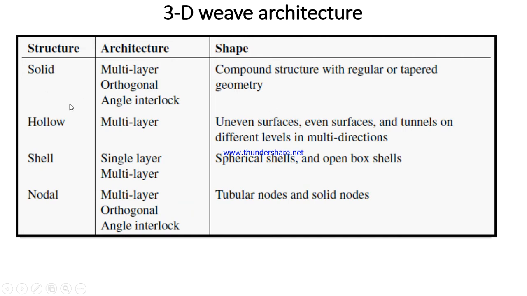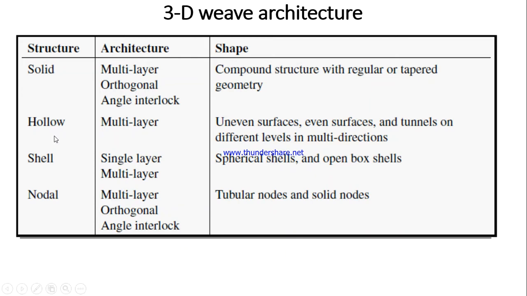The name of the structure is a solid structure. Solid means the fabric body is solid. The examples of the 3D woven fabrics are multi-layer 3D woven fabric, orthogonal 3D woven fabric, and angle interlock 3D woven fabric, and their shape is compound architecture with regular or tapered geometry. They have their shape in compound structure, okay, with regular and tapered geometry.